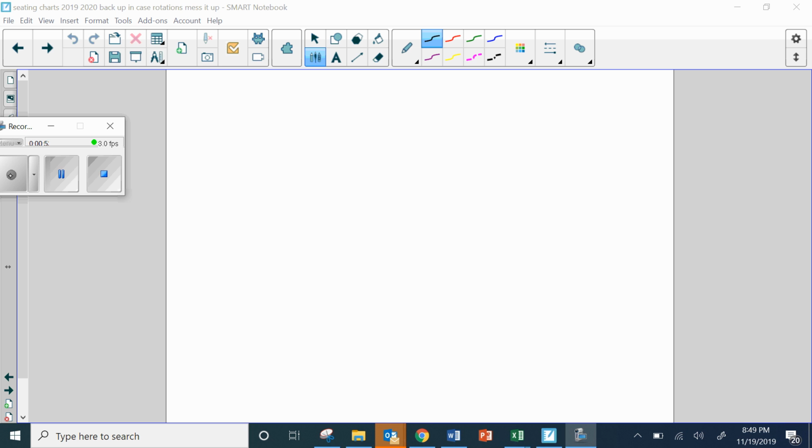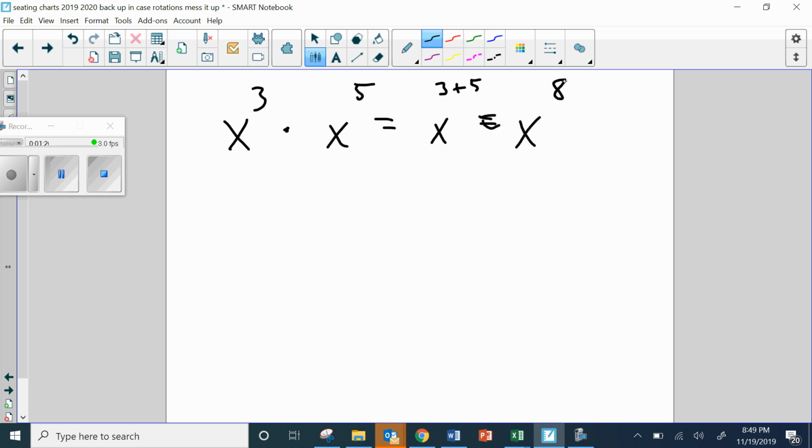So if we have x raised to the third, and then times, this is the product rule because I'm doing multiplication, and then x raised to the fifth. We keep the same base, so the answer is x, and then we just add the exponents. So x raised to the 3 plus 5 equals x to the 8. All right, so that's pretty basic, easy one to start out with.